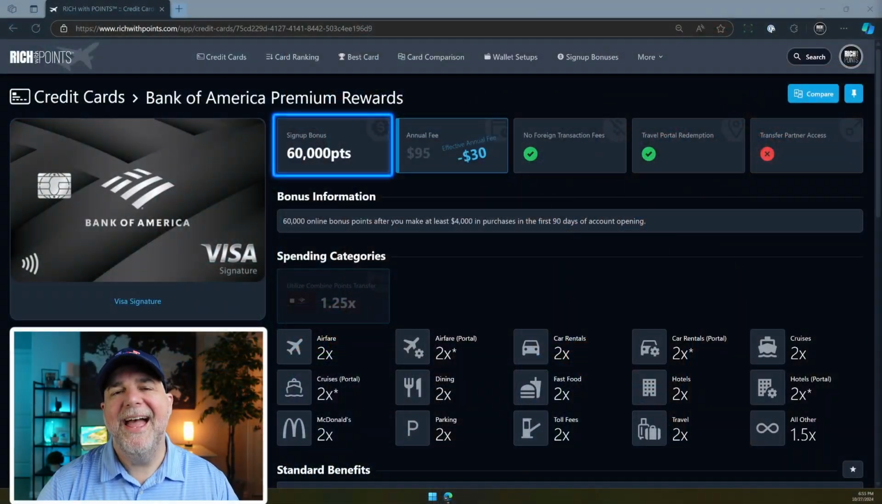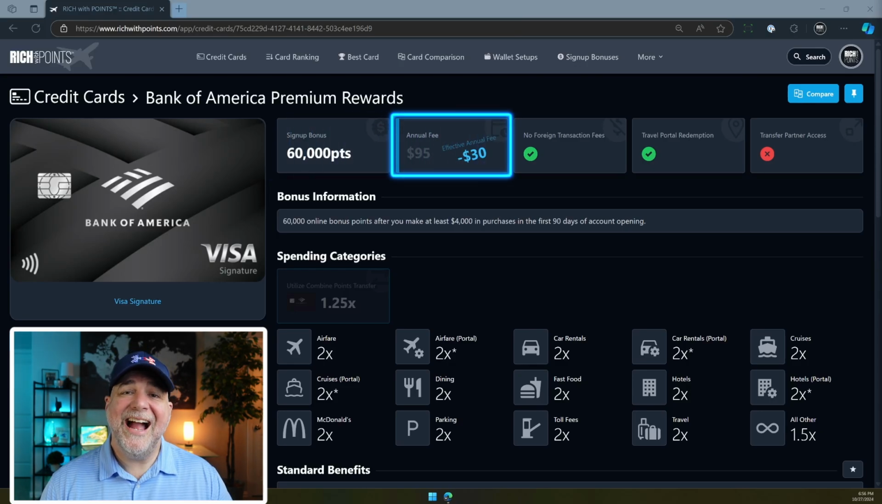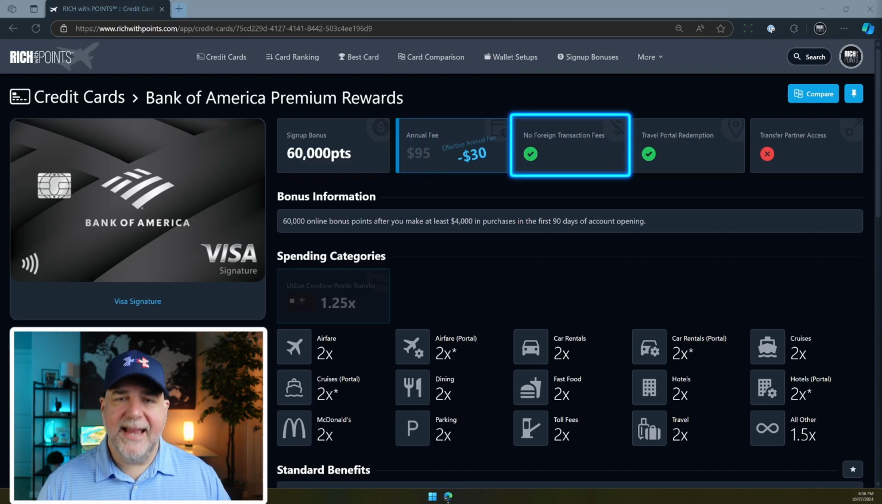Next up is the Bank of America Premium Rewards card. It has a sign-up bonus of 60,000 points when you spend $4,000 in the first 90 days of opening your account. There's a $95 annual fee. Effectively, you can get that down to putting $30 back in your own pocket. We'll cover how you do that in a minute. There are no foreign transaction fees.